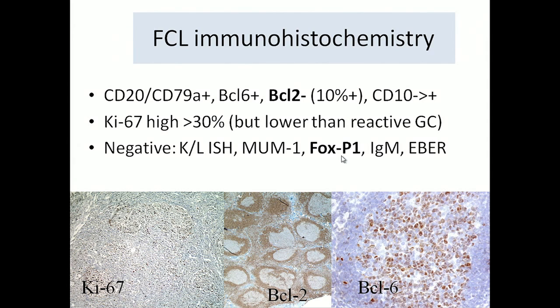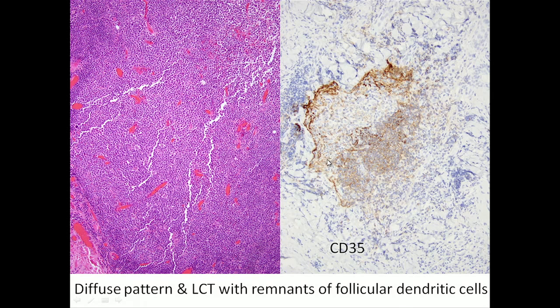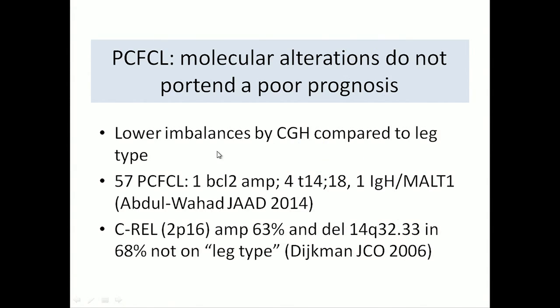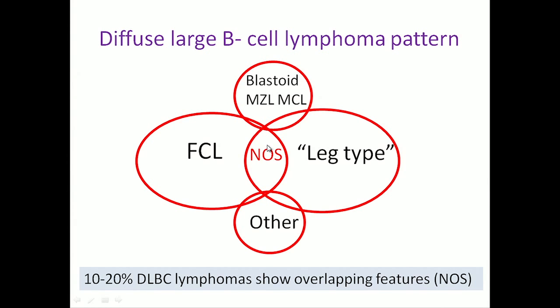FOXP1 also is a marker of activated B cells. Is seen rarely in follicle center cell lymphomas. Those patients are usually the leg type, but there is a little bit of overlap, as I will mention. So diffuse pattern can be seen. Do CD35, CD21, CD23, look for these remnants of follicular dendritic cells. As I mentioned, the molecular has no impact.